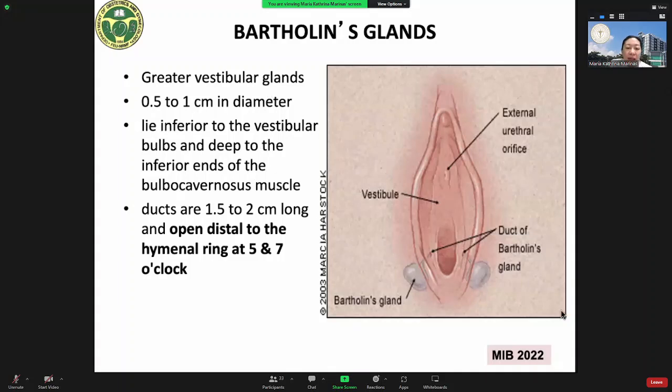So the Bartholin's glands are also called the greater vestibular glands. The duct is 0.5 to 1 centimeter in diameter, and these lie inferior to the vestibular bulbs and deep to the inferior ends of the bulbocavernosus muscles. They open distal to the hymenal ring at 5 and 7 o'clock position.